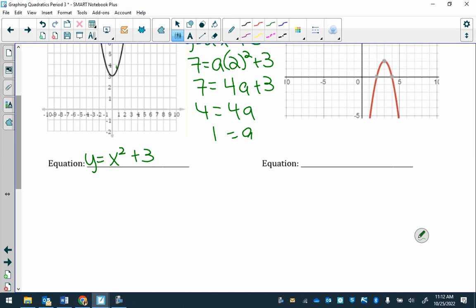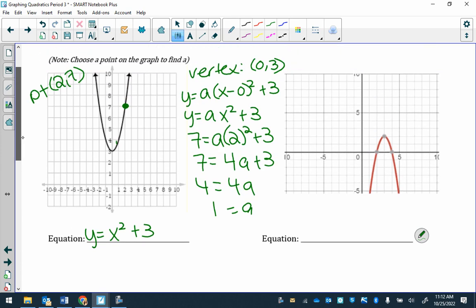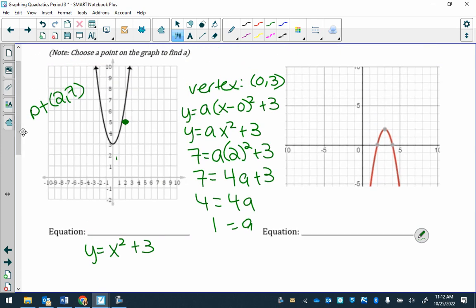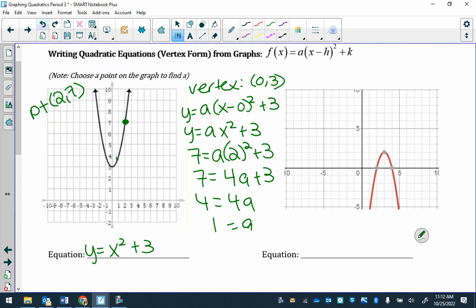But it should be positive because why? Why should this A value be positive, Jonah? It's pointing upward. So if I look at the next one, my A value should come out as what? Negative, okay? So let's first start with the vertex.